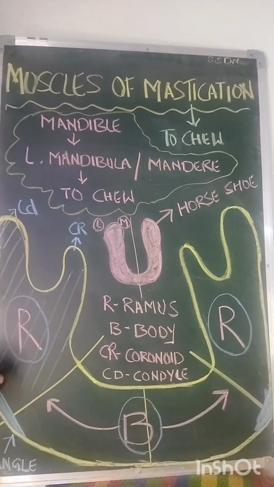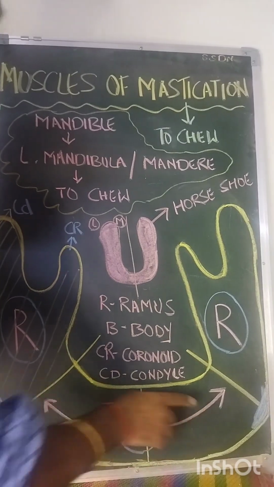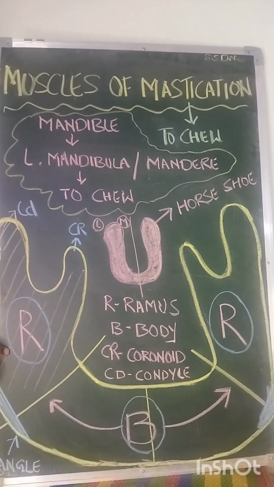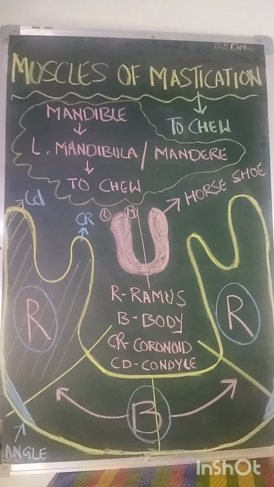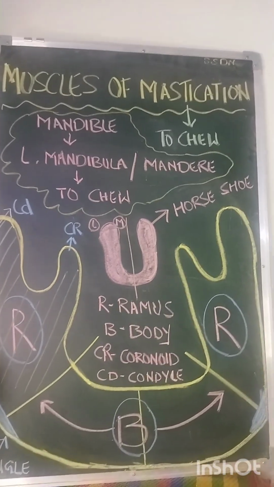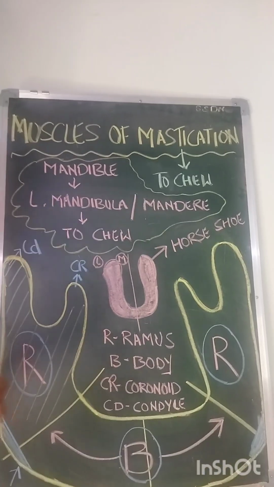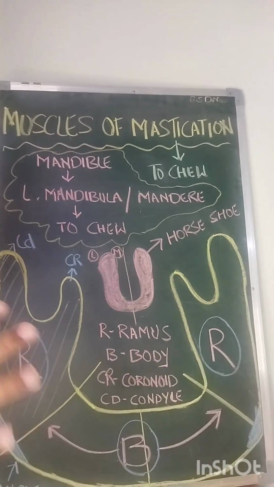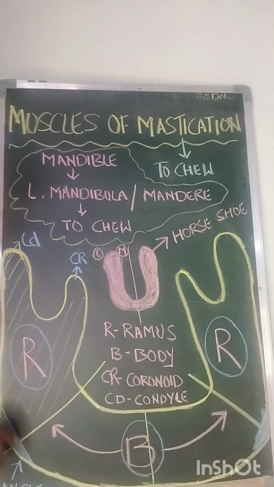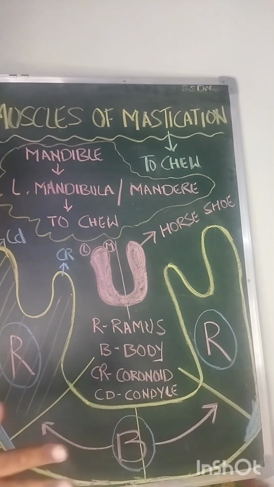So mandible has a body. This B stands for body. Mandible has ramus, R stands for ramus, and mandible has an angle which is known as gonial angle. Body means any part of a person which doesn't contain head, neck, arms or legs. So the main component of the mandible is a body.